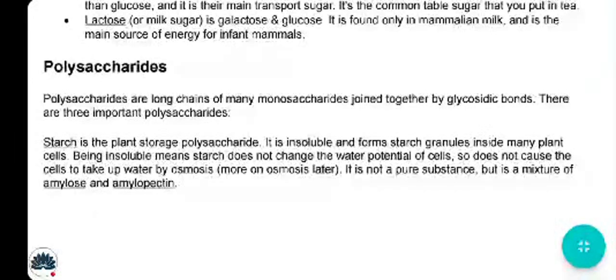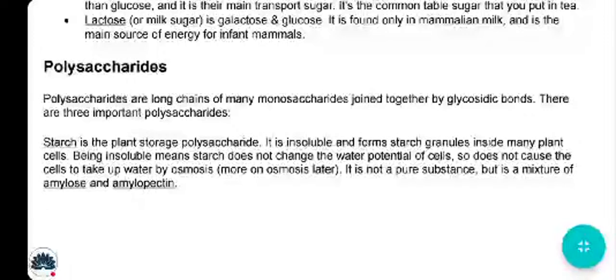Alright, discussing the polysaccharides. This is the last thing, polysaccharides. Polysaccharides are long chains of many monosaccharides joined together by glycosidic bonds. Poly means long or many, and saccharides means sugars. One more thing you are required to remember is that polysaccharides are not sugars.